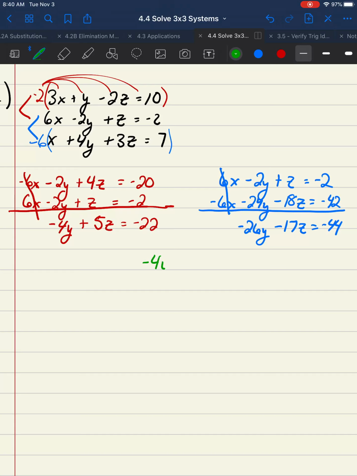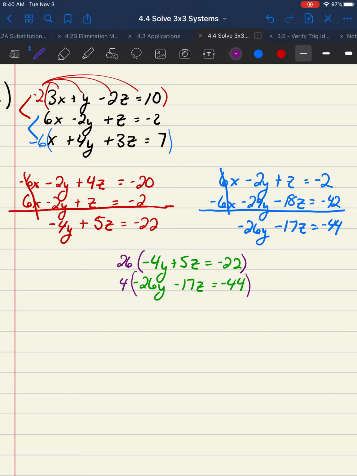Now, I'm going to stack those 2 equations back on top of each other, and I'm going to essentially start over. Okay, now, when I go to work with these 2, and I'm going to eliminate y, I run into a problem because nothing times 4 makes 26. However, we can change both equations, and the fastest way to do that is just multiply them by each other.